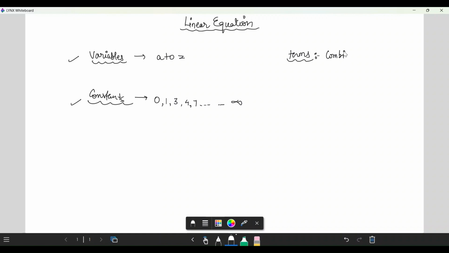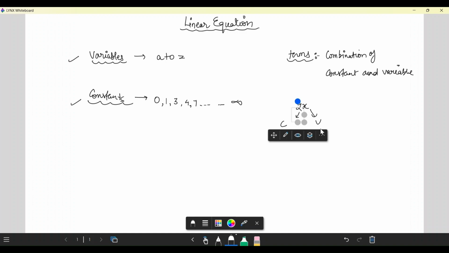A combination of constant and variable. Means if I'm writing 2x, then 2 is the constant and x is the variable, so it is a combination, and the relation is multiplication. A combination of constant and variable is known as a term. Means 2x, 5y, or we can write singly like m, and these are also terms, so it is a single term. When two or more terms are written together with addition or subtraction, then we form a linear equation.